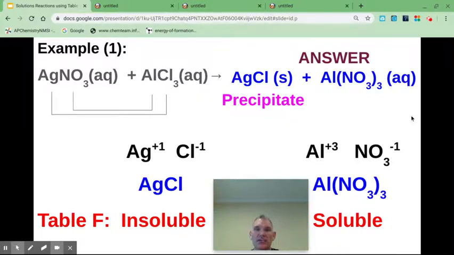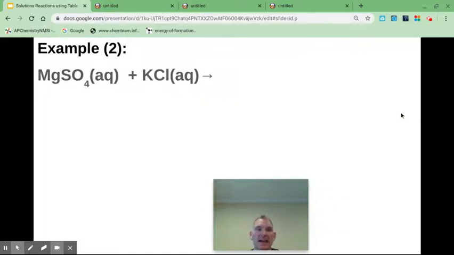But let's take a look at a second example and complete the process once again. Here I have magnesium sulfate, MgSO4, and KCl, potassium chloride. They're both aqueous, so it's a double replacement reaction. So the Mg is going to leave SO4 and it's going to take the Cl. At the same time, the K is going to leave Cl and it's going to take the SO4. Remember, it's always going to be a plus-minus interaction to make things neutral.